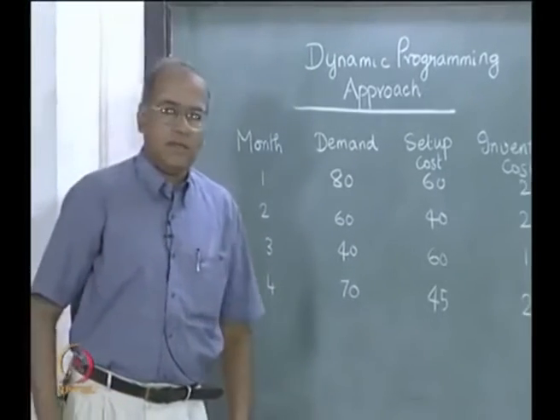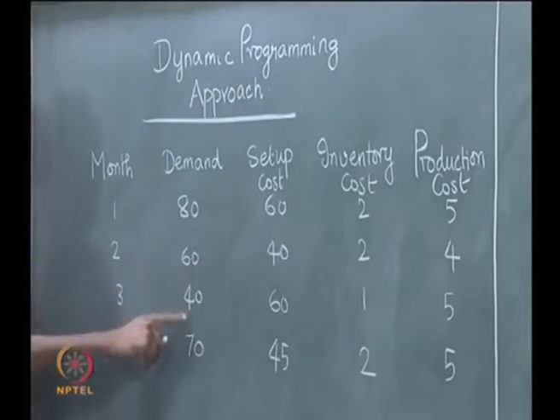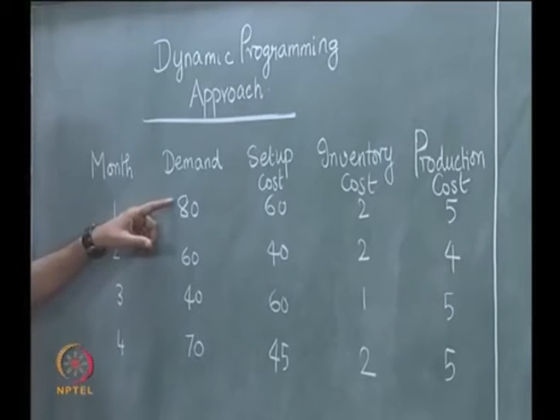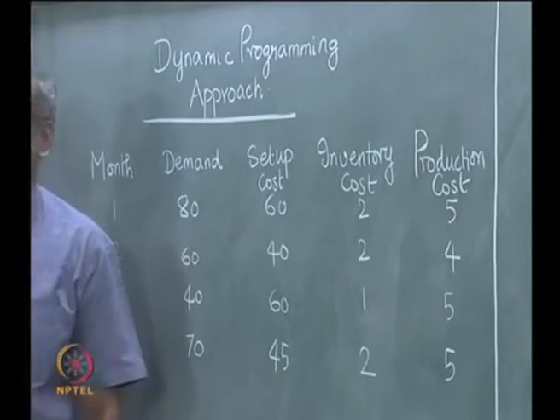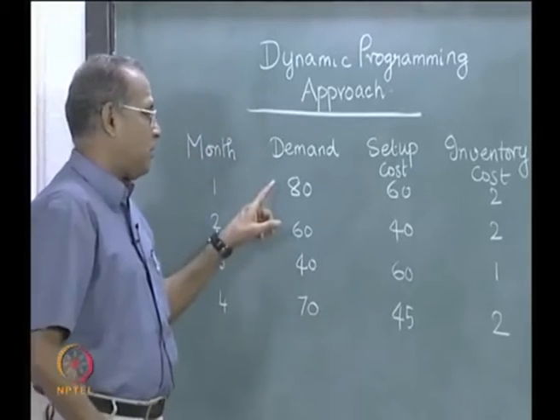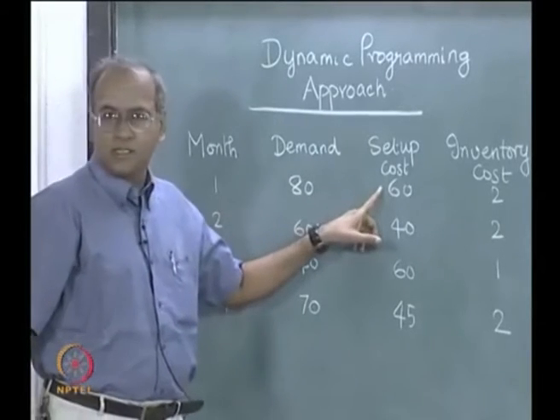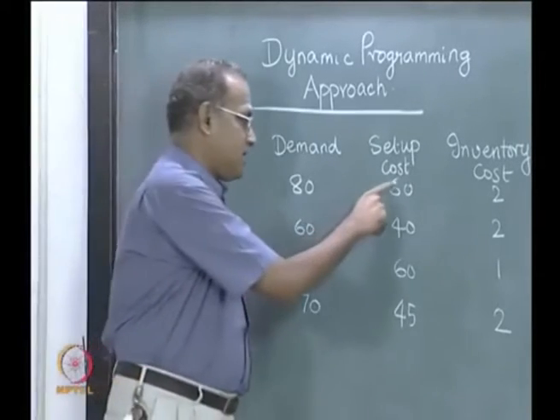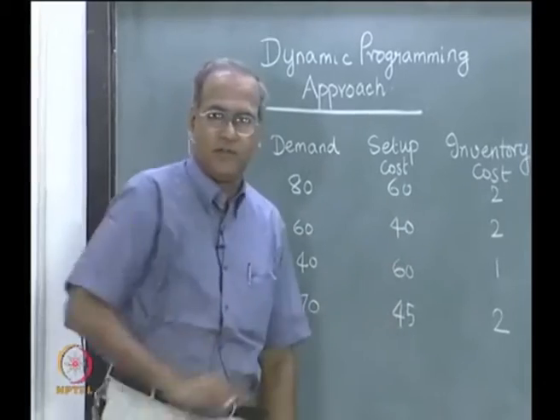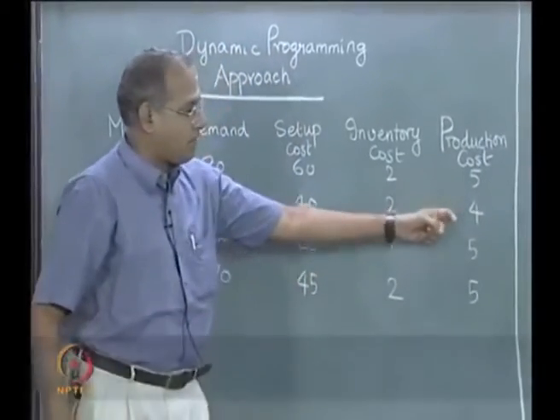Let us consider this problem that we have shown here. Again, let us assume that we make a single product and we have the demand for 4 periods or 4 months given as 80, 60, 40 and 70. There is a setup cost that is incurred whenever there is production. For example, if we choose to produce in the first month, then in addition to the cost of production there is a cost of setup which is say rupees 60. So, the setup costs are given as 60, 40, 60 and 45. There is also a cost of production which is given as 5, 4, 5 and 5.